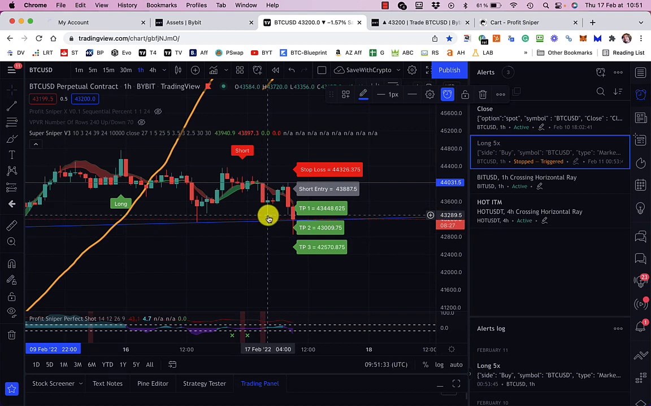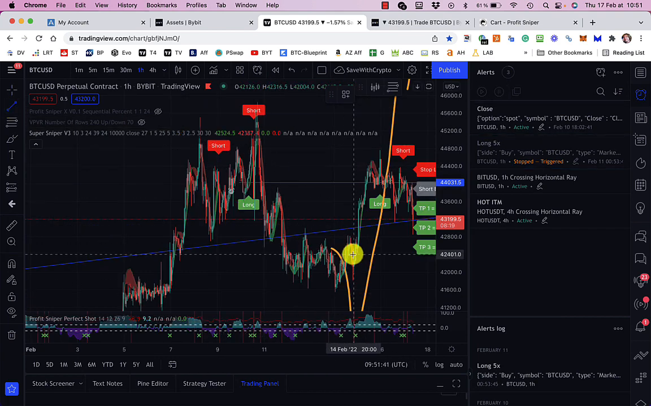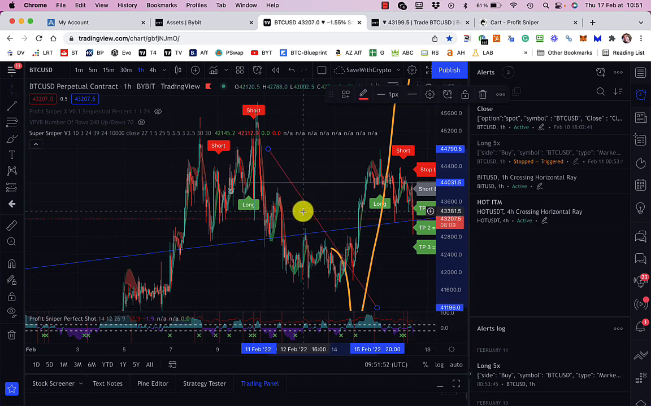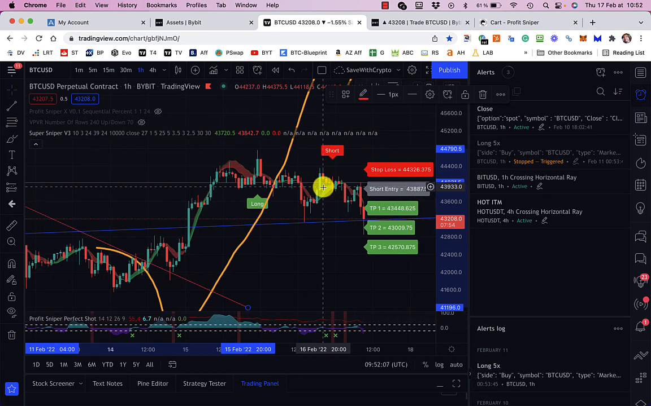And of course, you can use a horizontal ray, but you could use trend lines as well. Say I was looking to long down here and I had a trend line like that. What I could say is that when this trend gets broken, so basically when the price crosses up on this trend line, then go into a long, and that would have done that trade there, which would have been fantastic, wouldn't it? So lots of reasons to get Profit Sniper.